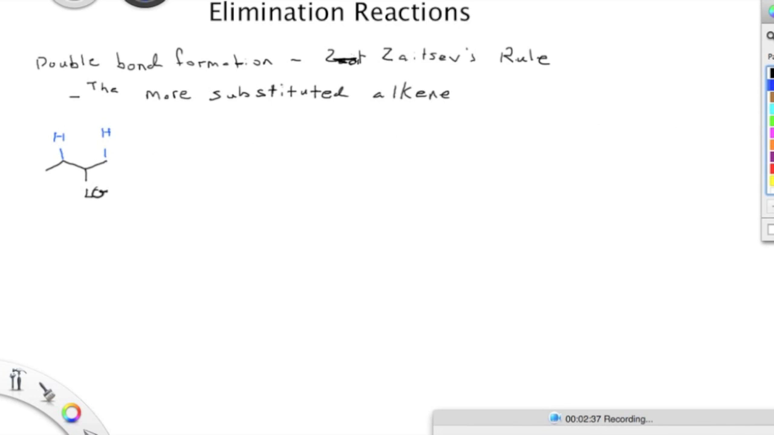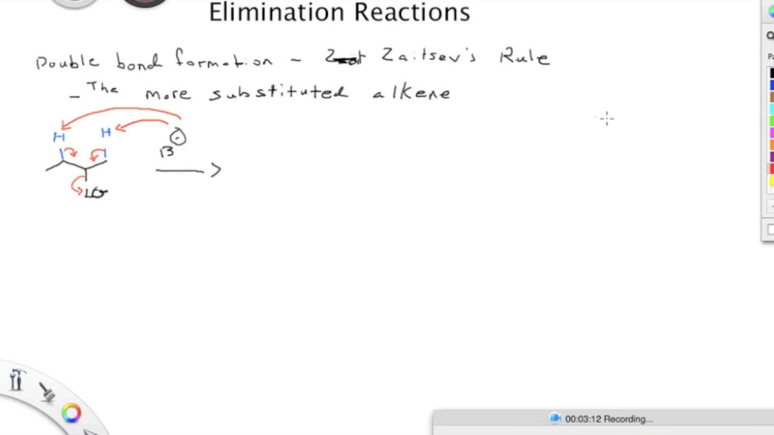And so we can eliminate this using a strong base. So I'll just represent that with B-. And we can eliminate the hydrogen that is here, which means these electrons go in there, and then these would kick out the leaving group. Or we can eliminate the next possibility, which would be this one, which would force these into there and also kick out your leaving group.